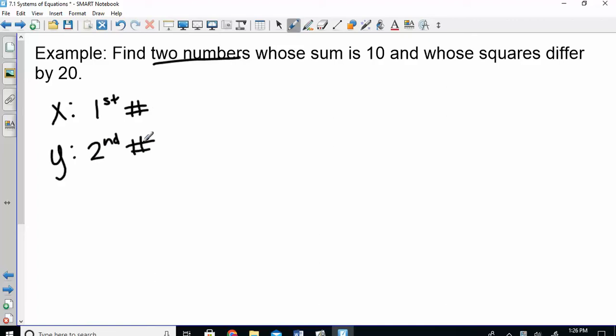Now we have to write some equations. They're going to be like that every time. There'll always be an x and a y, but they will be different things. Their sum is 10. What does sum mean? Equal. When you add them together, it equals 10. And whose squares, so squares, that's just like a second power, differ by 20. What does that mean? x squared minus y squared equals 20.